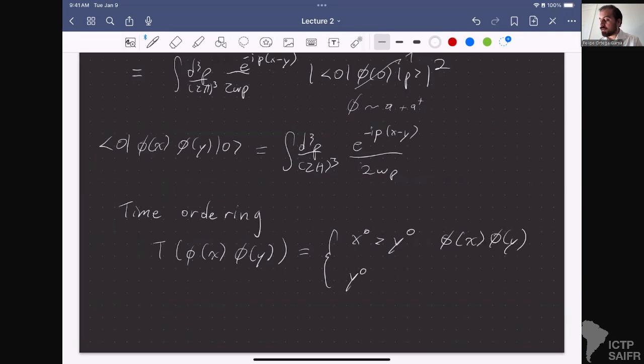But if the time component of y is greater than the time component of x, then you have the fields in the opposite way, where you don't have to worry about the fact that they might not commute, or that the ladder operators within these two fields will have some commutation relations. The time order operator says, don't worry about that. This is the definition of this operator here.